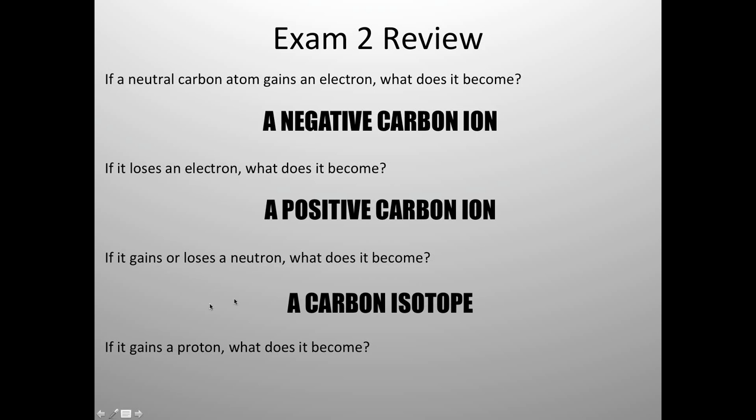So in this case, if we started with a neutral carbon atom and gained or lost a neutron, then we end up with an isotope of carbon, which is just an atom of carbon that has a different mass than what was originally listed on the periodic table.